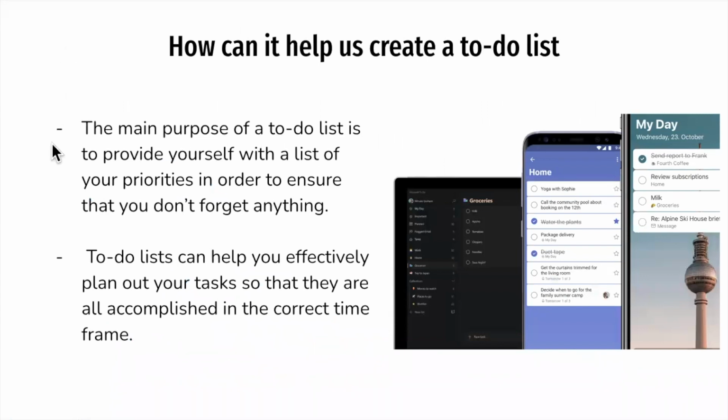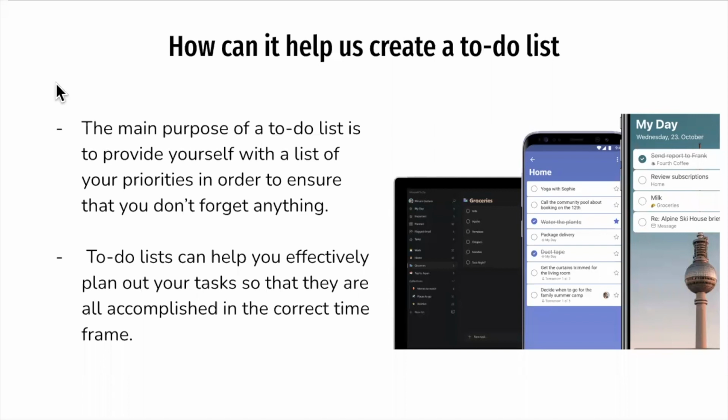Now, how can it help us to actually create a to-do list? The main purpose of a to-do list is to provide yourself with a list of things that you need to do, typically keeping in mind your priorities in order to ensure that you don't forget anything and you have everything lined up so that you can get them done. To-do lists are great because they can help you effectively plan out your tasks, so then you can accomplish them in the correct time frame and keep your stress in check and make sure that you are feeling a balanced life. You're not too busy at certain times.